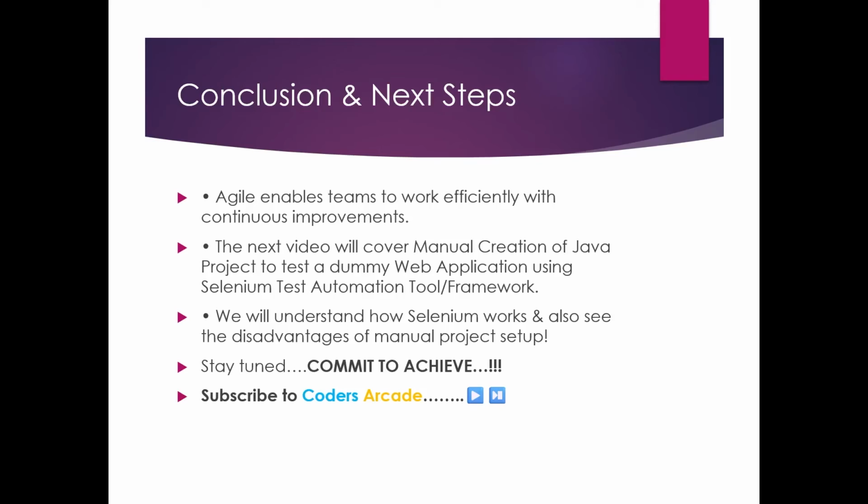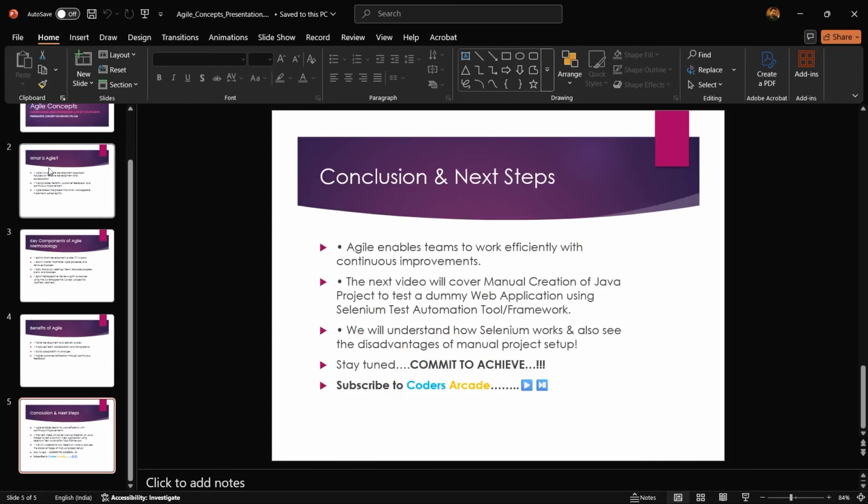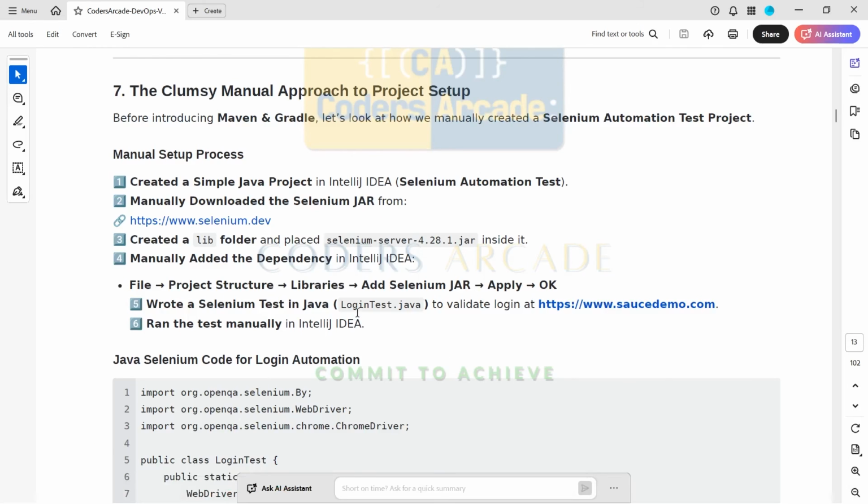The next video will cover manual creation of a Java project to test a dummy web application using the Selenium test automation tool framework. You will understand how Selenium works and also see the disadvantages of manual project setup. I told you, right? So guys, I will come up with the next video very soon regarding the Selenium automation, and here I will show you how a simple web page is tested. For this video it will be this much, and I'll very soon create the next video on Selenium automation, and then we'll follow up with this PDF and try to see whether everything is working fine or not.